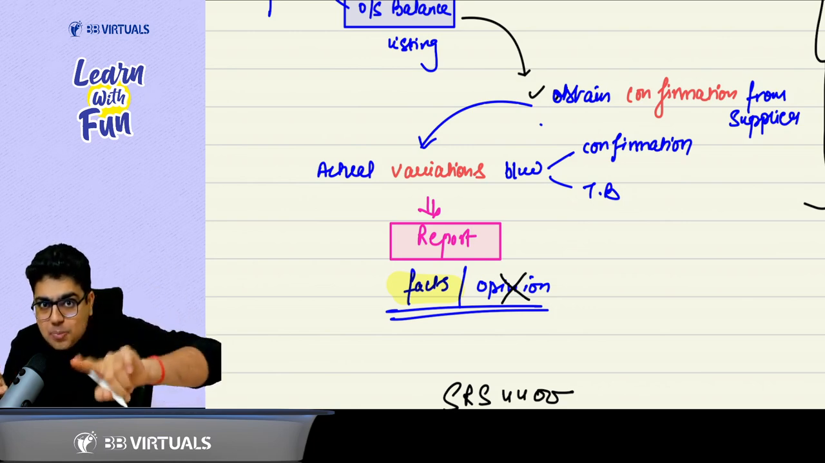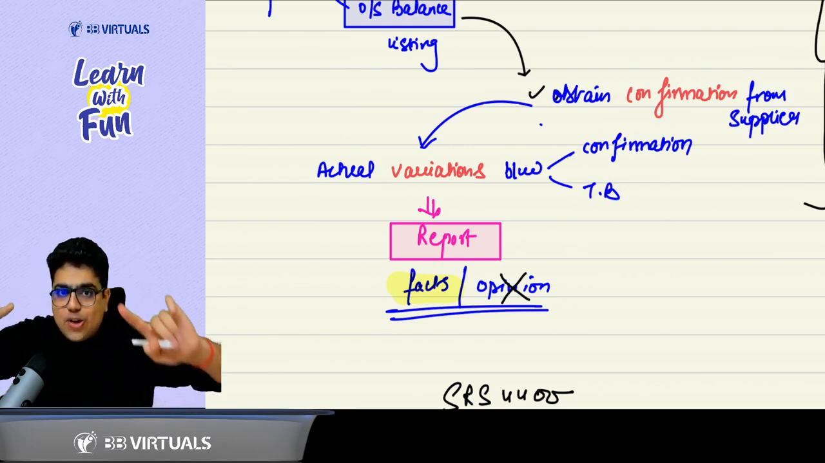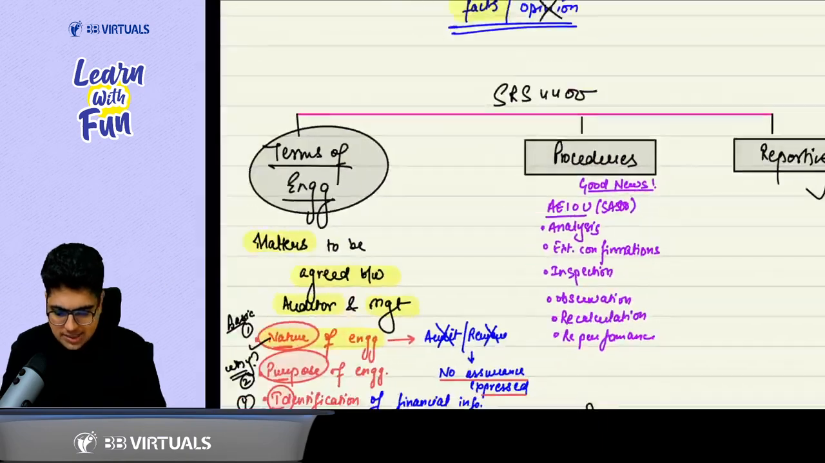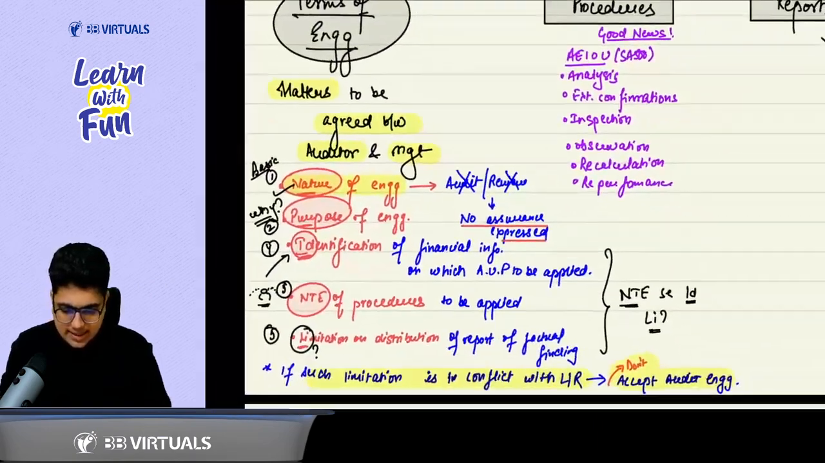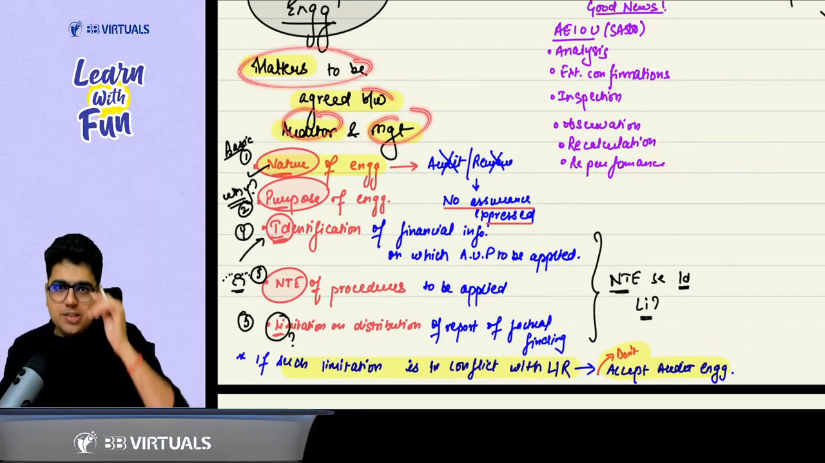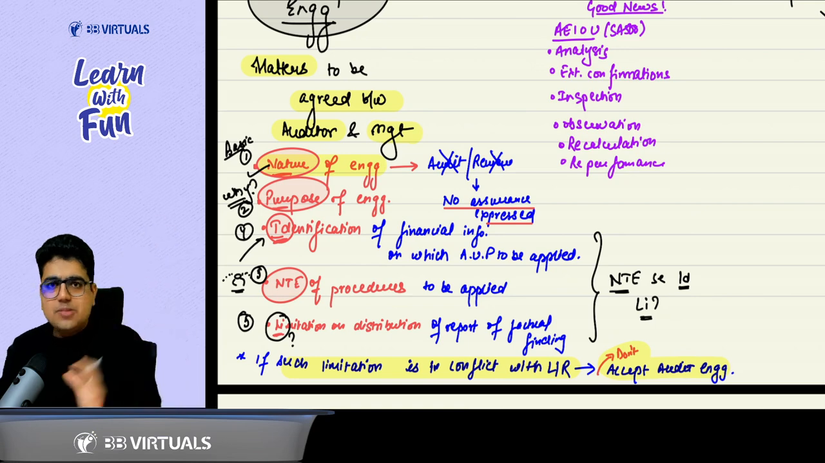Do we have to form the opinion? No. Users will draw their own conclusion. These are the basics. I hope these are clear. Yes, sir. Now comes the amazing part, that is the matters that need to be agreed between the auditor and the management. Sir, what are the terms of engagement that need to be there?